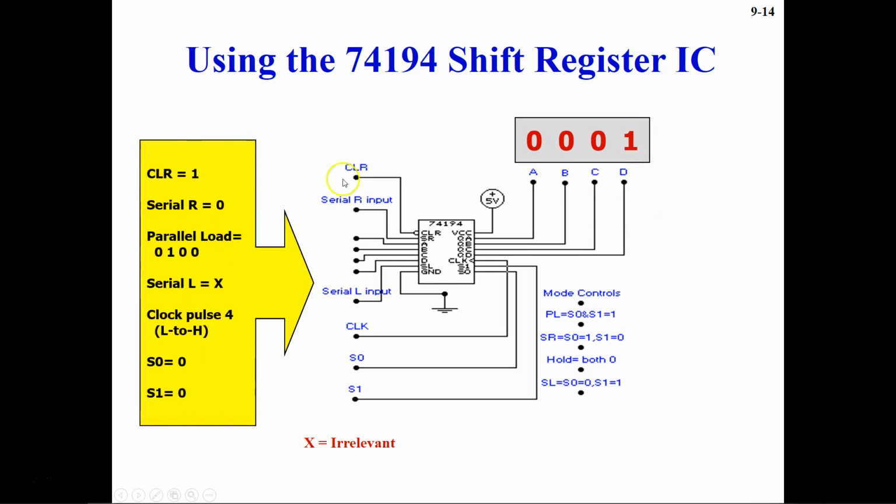Now let's see the next one. In the next one, you have clear 1, serial R is equal to 0, you have the parallel load here, and then S0 is equal to 0 and S1 is equal to 0.